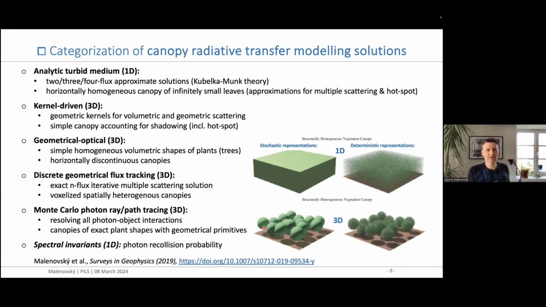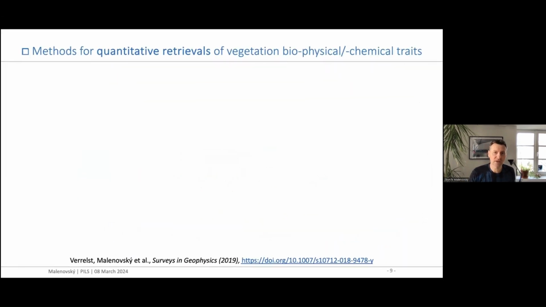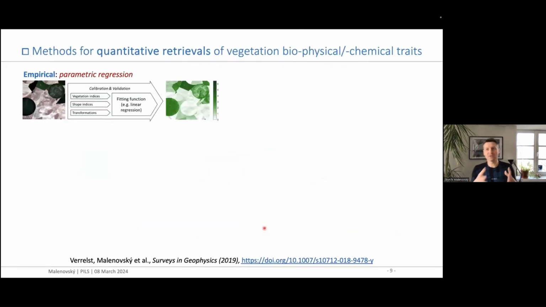You can stumble over it in the publications. It is not per se a radiative transfer model, but it's a theory based on photon recollision probability. Again, more information can be found in the literature. I will move more towards how we can use these models for the scaling, or how we basically can retrieve the quantitative parameters of vegetation, either biophysical or biochemical, from optical remote sensing data.